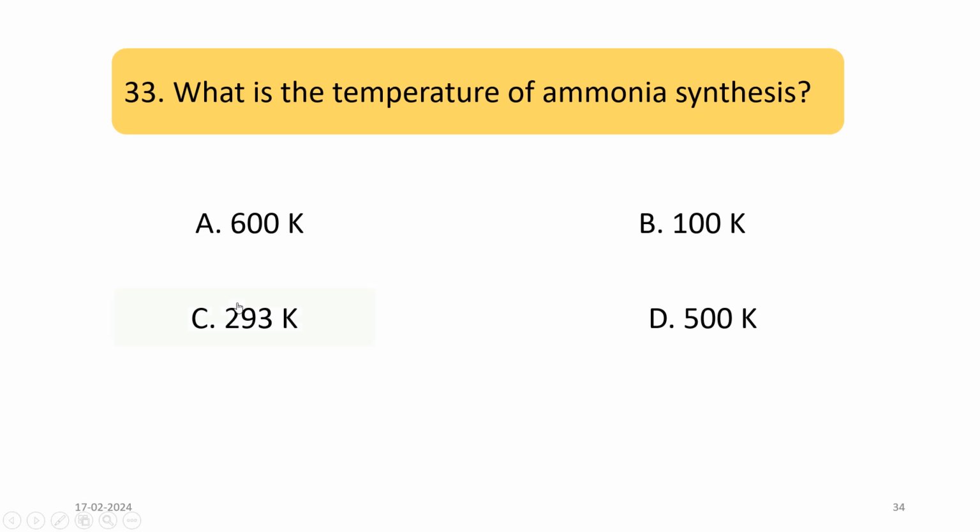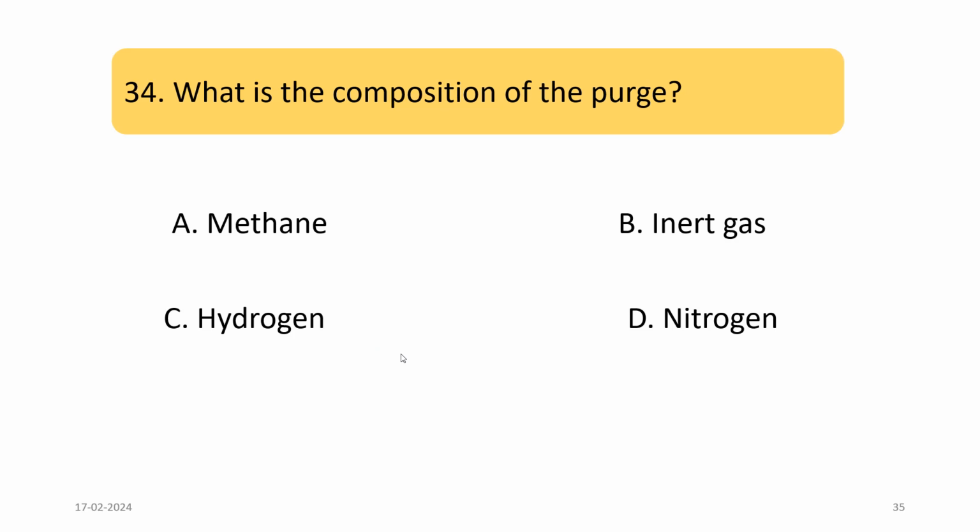So the temperature is 293 Kelvin. Okay. The temperature of ammonia synthesis is 293 Kelvin. 293 Kelvin means only 20 degrees centigrade. Okay. Next question is what is the composition of the purge that is coming out after the ammonia synthesis process?